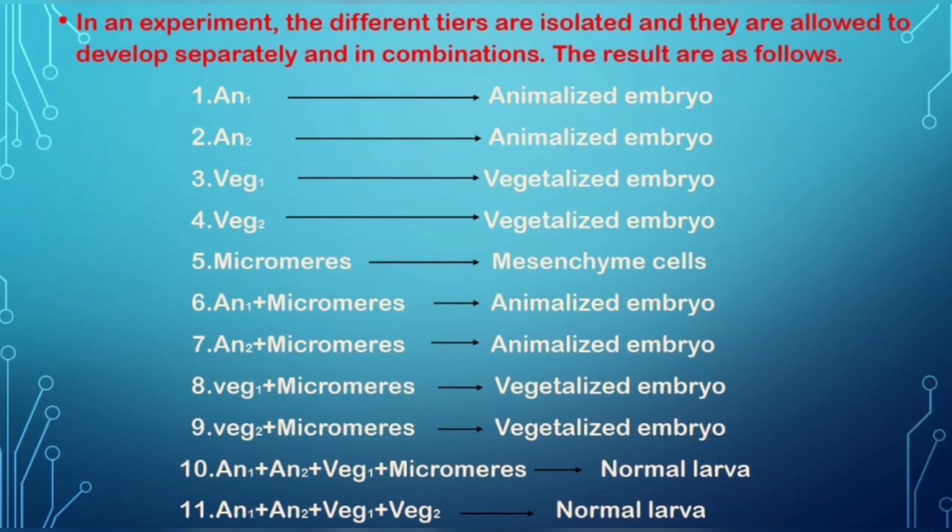In the experiment, the different tiers are isolated and they are allowed to develop separately and in combination. The results are as follows. AN1 alone developed into animalized embryo. AN2 alone developed into animalized embryo.